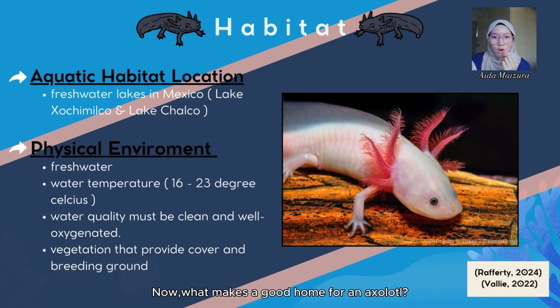Now, what makes a good home for an axolotl? First, the water has to be fresh water, not salty. They love high altitude lakes. The temperature of the water should be between 6 and 23 degrees Celsius. If it gets too hot or too cold, it can mess with their ability to reproduce. Clean and well oxygenated water is super important because axolotls are very sensitive to pollution and changes in pH.